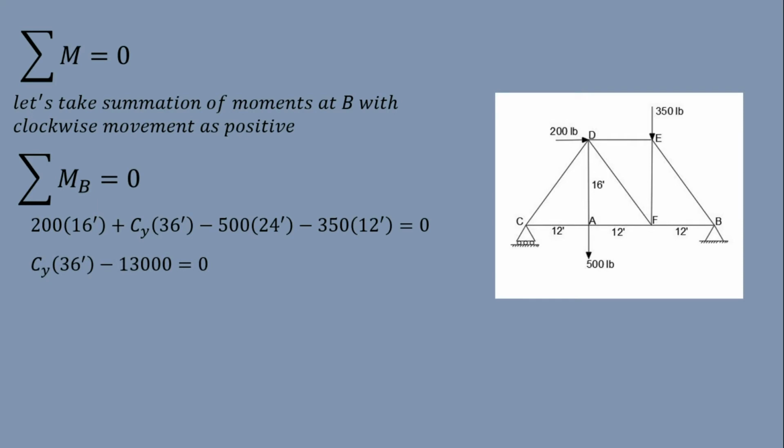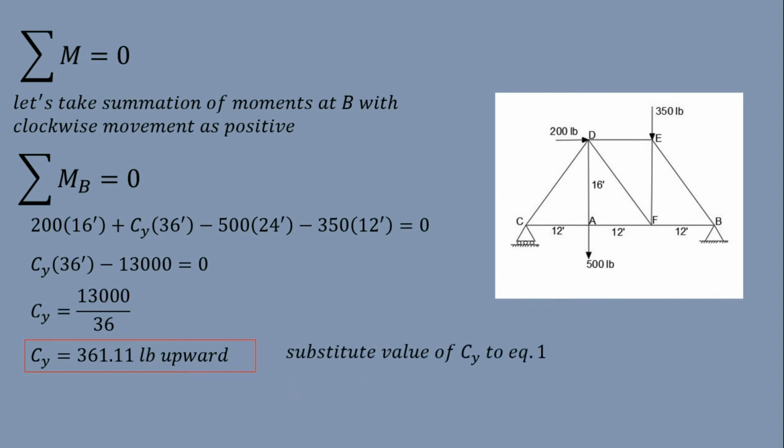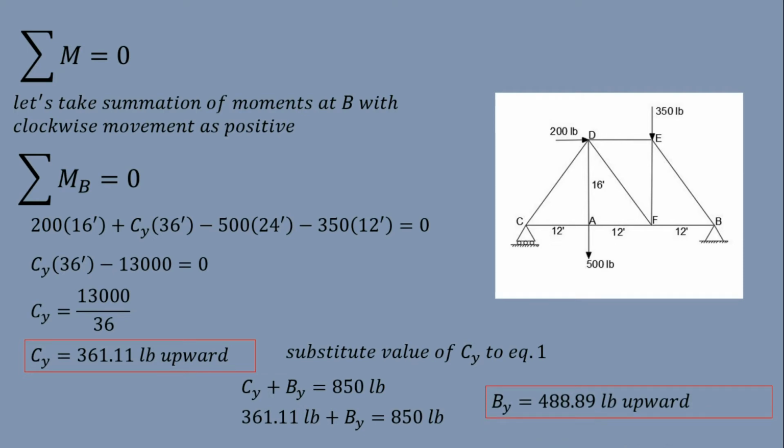So, by simplifying, we have CY times 36 feet minus 13,000. So, to get the value of CY, so 13,000 divided by 36. So we have CY, 361.11 pound na upward force. So positive, kaya tama yung ating assumption na upward siya. So substitute natin to sa value ng CY doon sa equation 1. So we have CY plus BY is equal to 850. So minus lang natin para makuha natin BY. So BY is 488.89 pound upward.